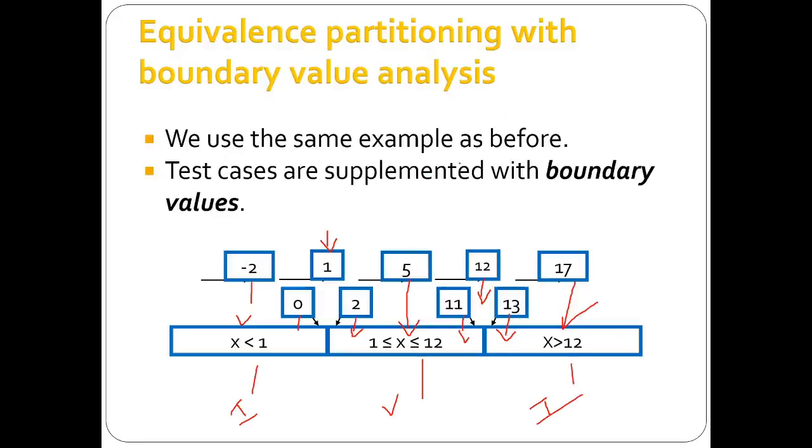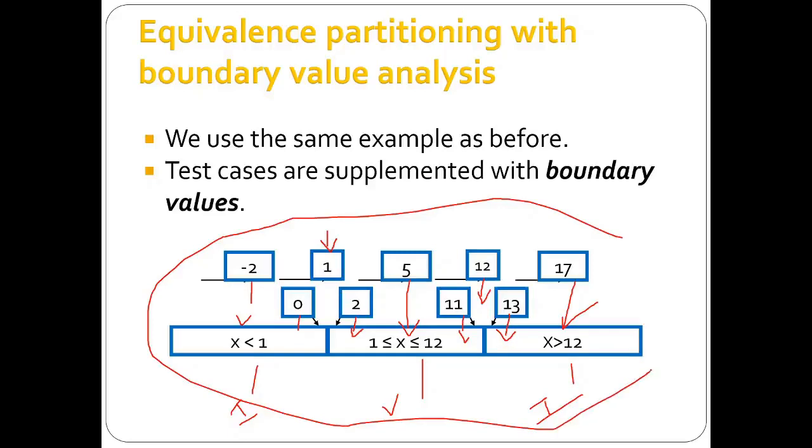See how we have done it here. First of all, we have identified the valid and invalid partitions, and from each partition we have selected the values, and also from the boundaries we have selected the values. In the same way you are going to identify for that assignment.